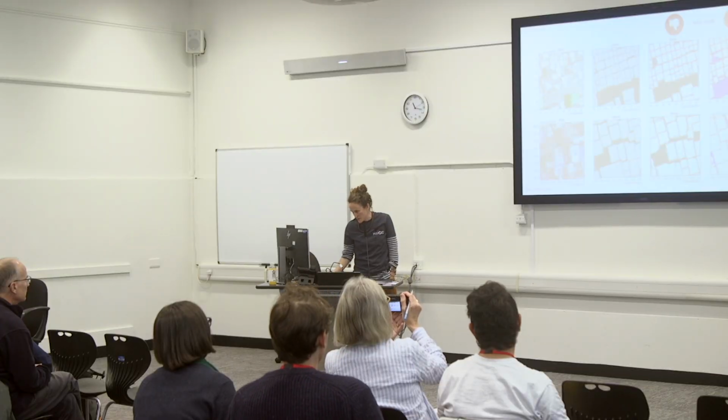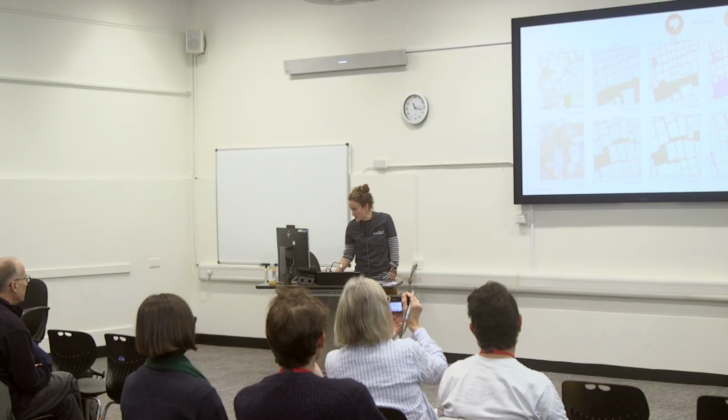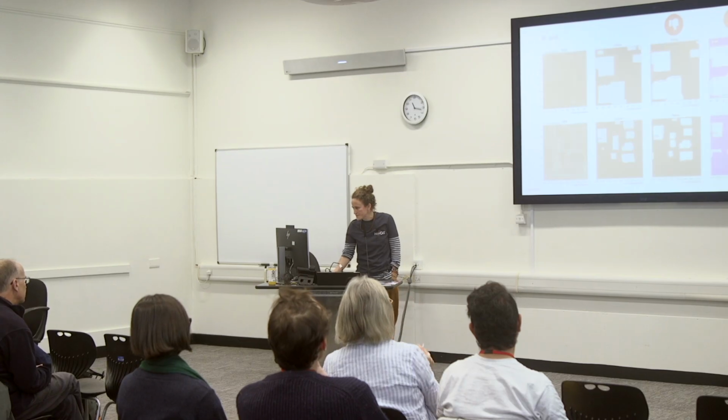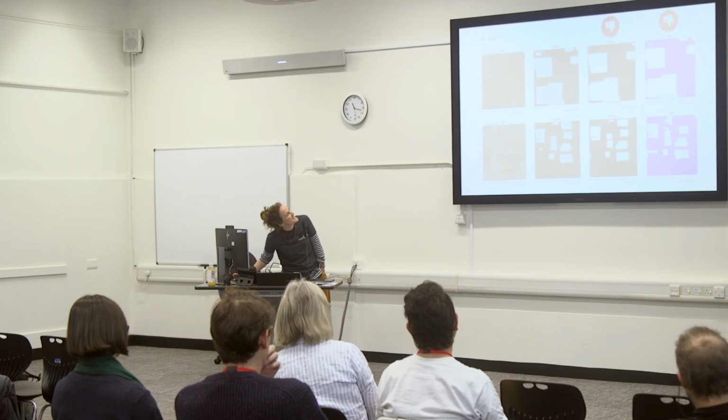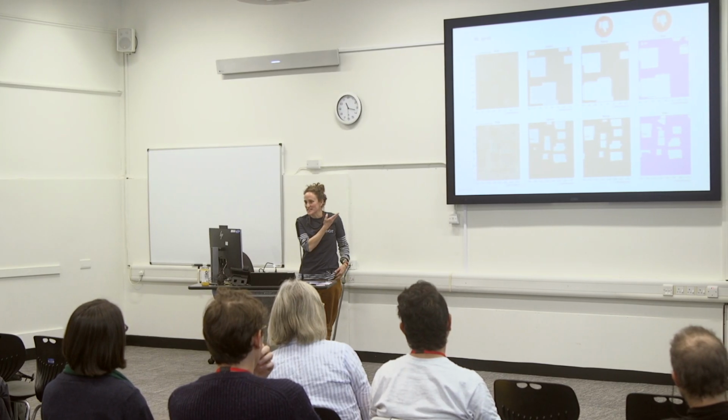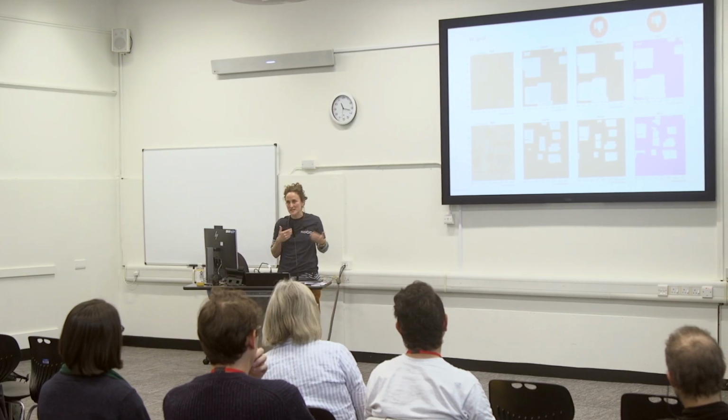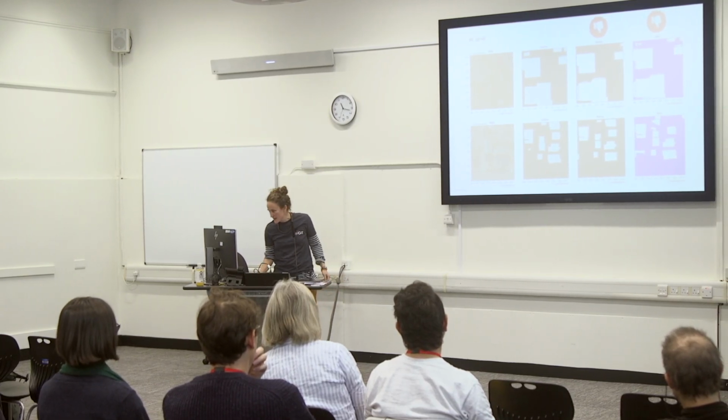Yeah, this is a place in Dhaka where they both do not perform well. Here, again, this is a grid area in Denver, in the US. And again, RAMP can see beyond the trees, and YOLO doesn't. Well, it doesn't see much. But yeah, in fact, the image itself is not really clear, right? So maybe that's why they both don't perform well.